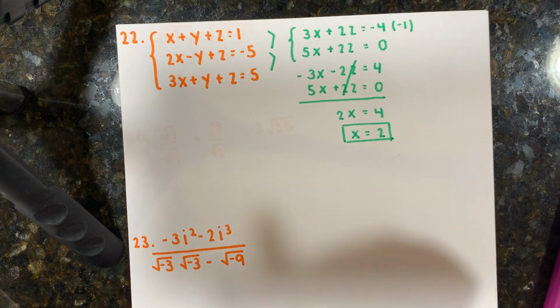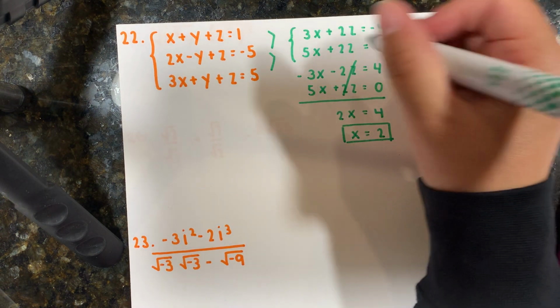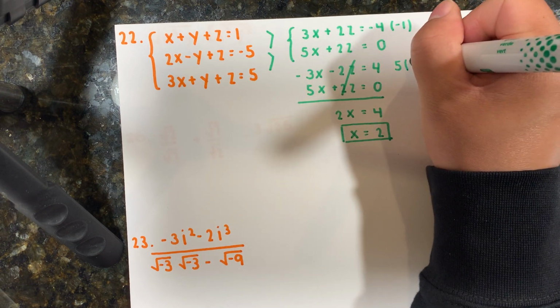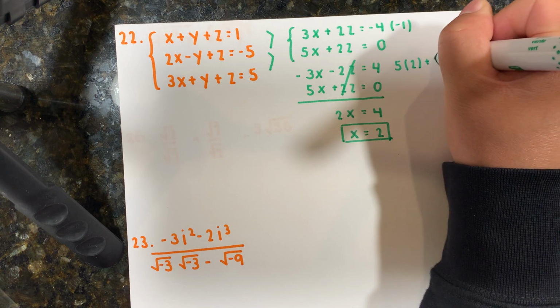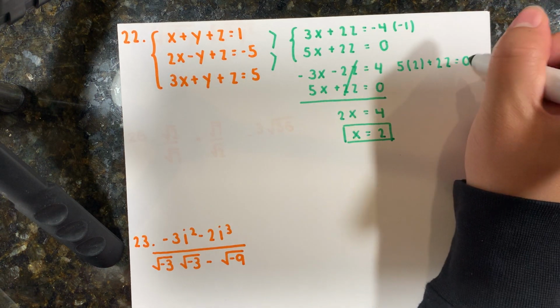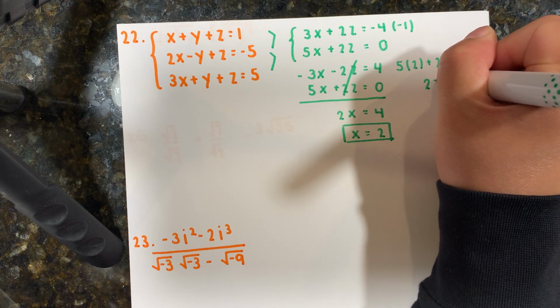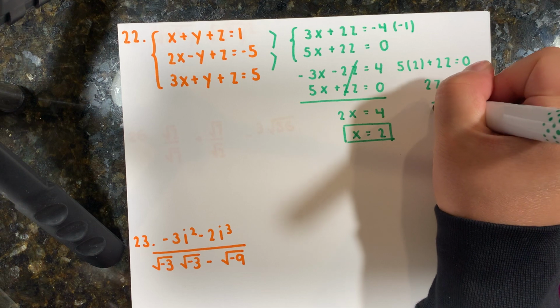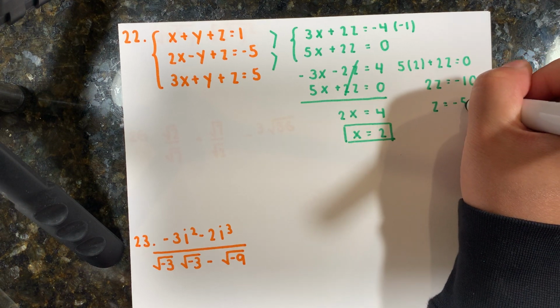Now to solve for z, I'm going to plug back into the bottom equation. So I would have 5 times 2 plus 2z equals 0. When you move the 10 to the other side, it's going to become negative. So 2z equals negative 10. So z is going to be equal to negative 5.